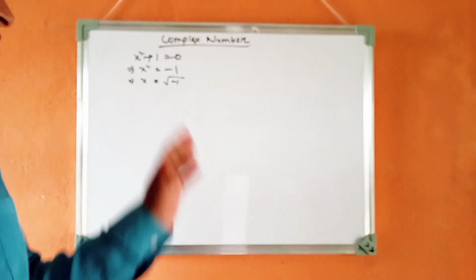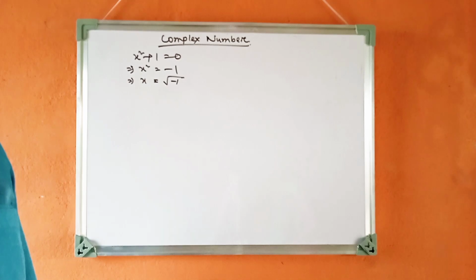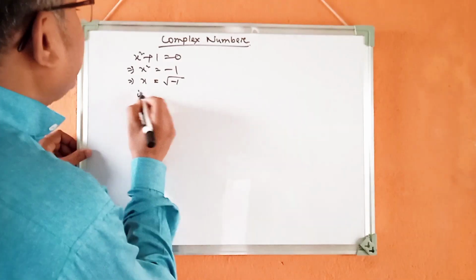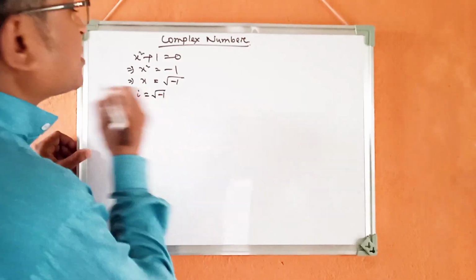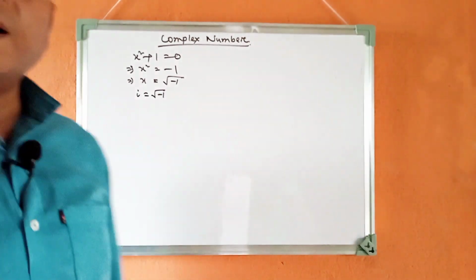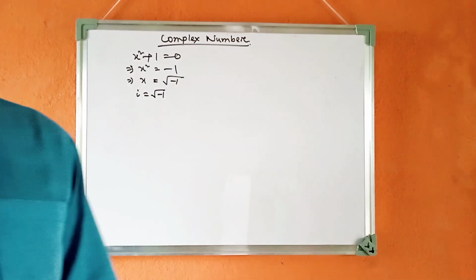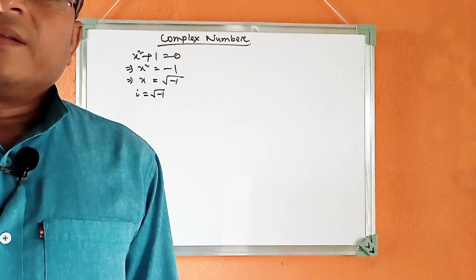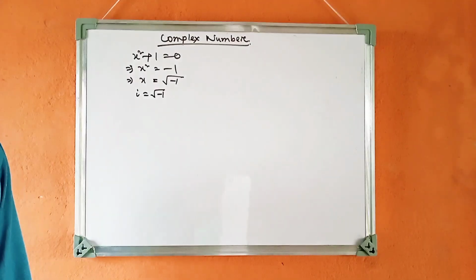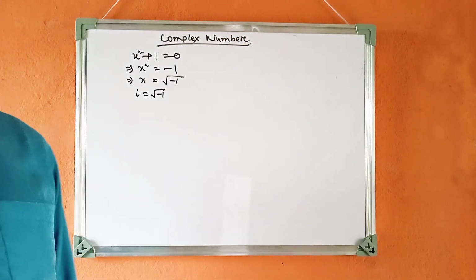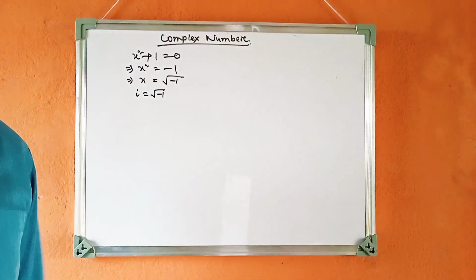I repeat, root over of minus 1 is called an imaginary number, indicated as i. So we write i equal to root over of minus 1. That is called an imaginary number. In general, the square roots of all negative real numbers are called imaginary numbers. Now come to the complex number.